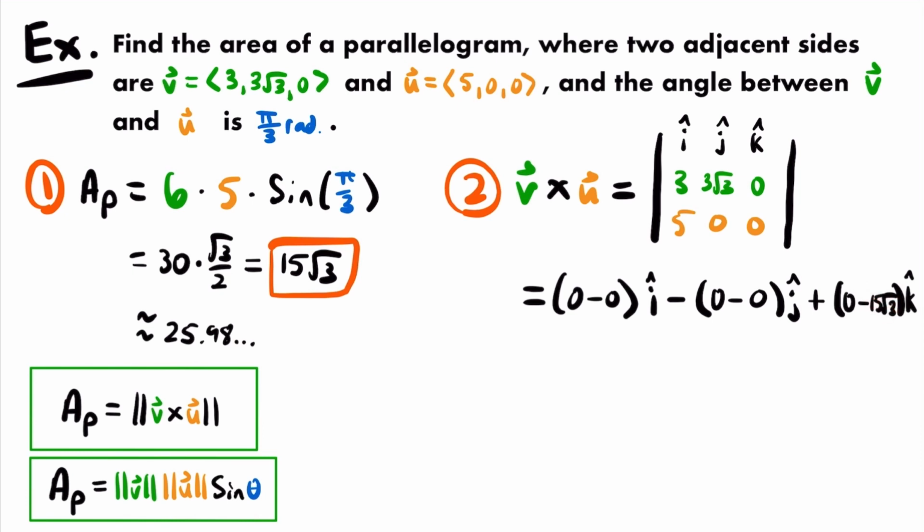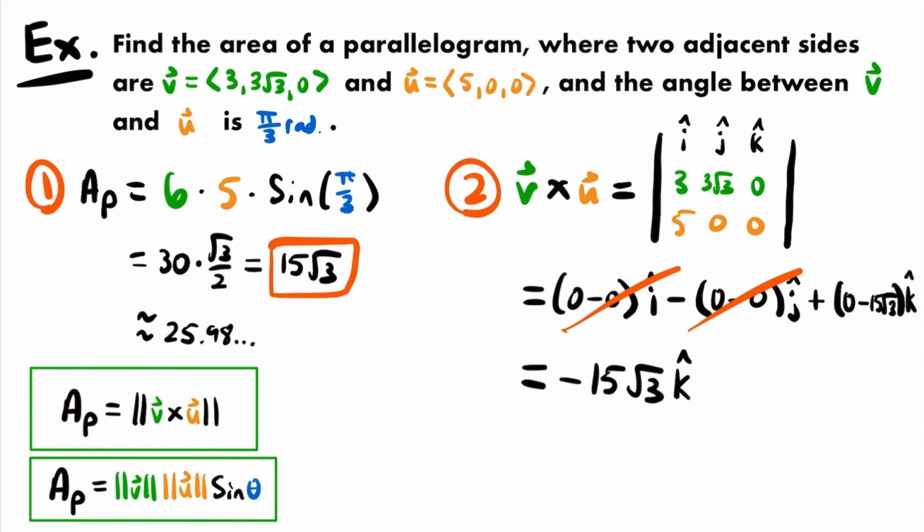And so now if we simplify, both of these two terms are 0. Our x and y components of this vector will be 0. And so we're just going to be left with 0 minus 15 square roots of 3 times k, which will just give us negative 15 square roots of 3 times vector k. So that vector right here is the result of the cross product between vector v and vector u.